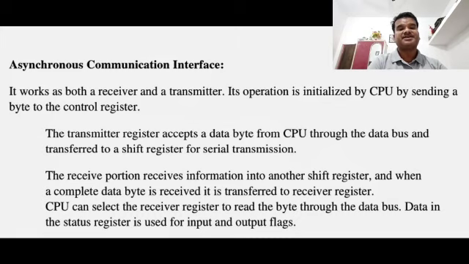The transmitter register accepts a data byte from the CPU through the data bus and transfers it to a shift register for serial transmission. The receiver portion receives information into another shift register, and when a complete data byte is received, it is transferred to the receiver register. The CPU can select the receiver register to read the byte through the data bus. Data in the status register is used for input and output flags.